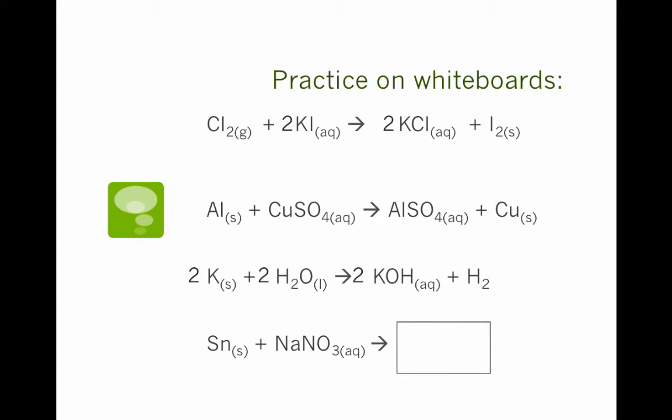Next, we have potassium in water. Potassium is one of the top 5 elements, thus it is able to react with water, and we have to add in some coefficients to balance it out. And finally, tin and sodium nitrate. There is no reaction because tin is well below sodium in the activity series.